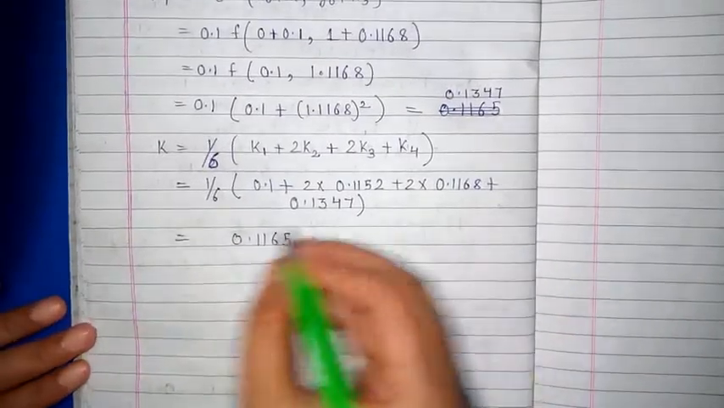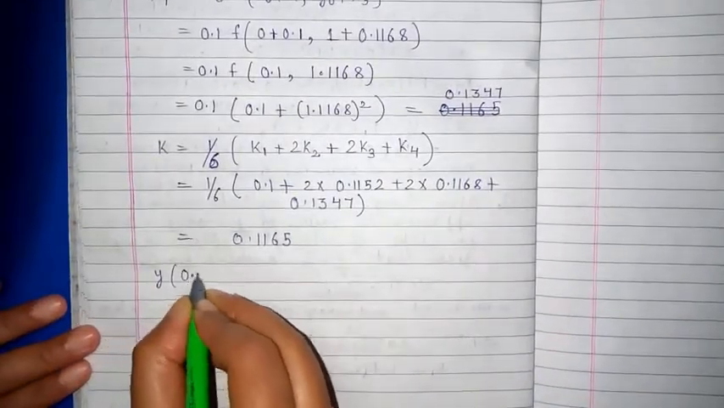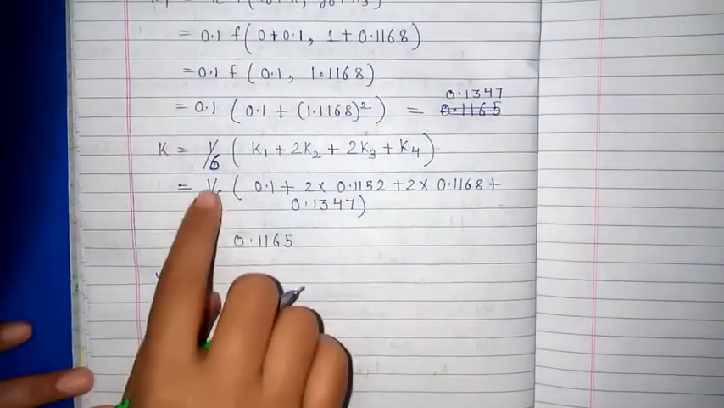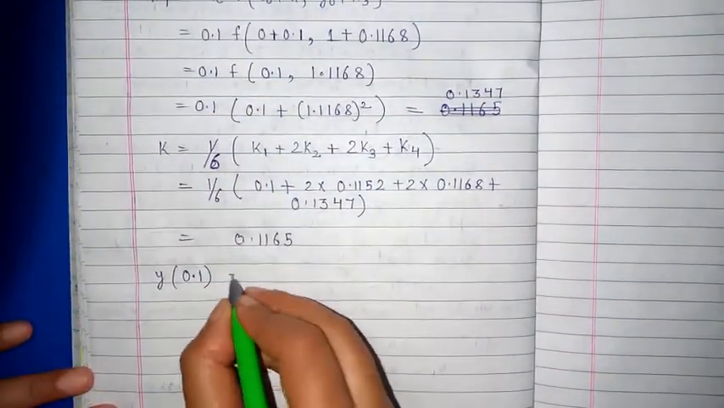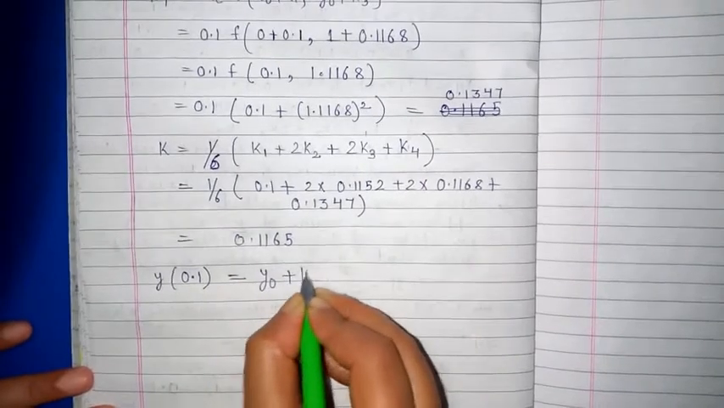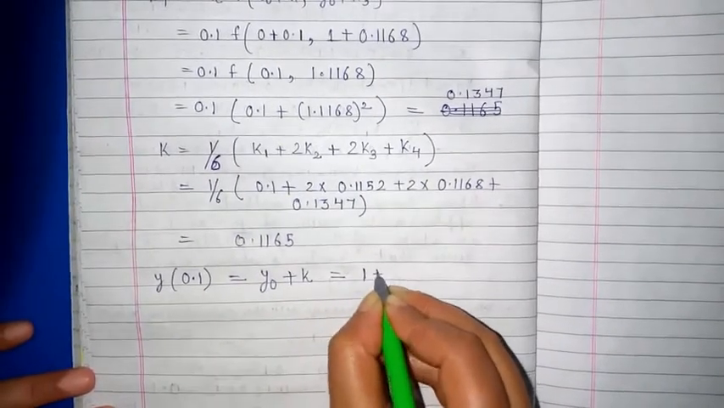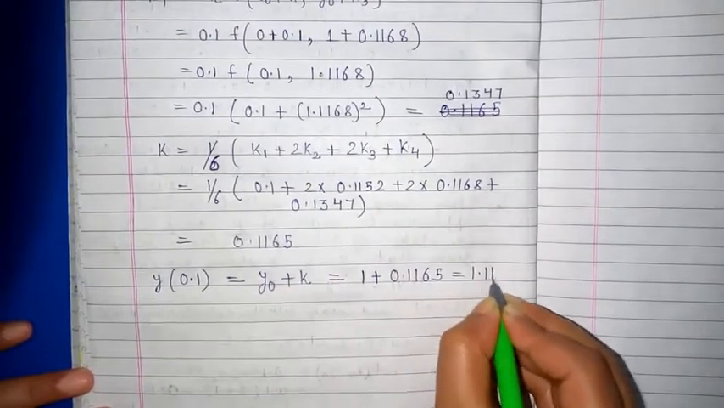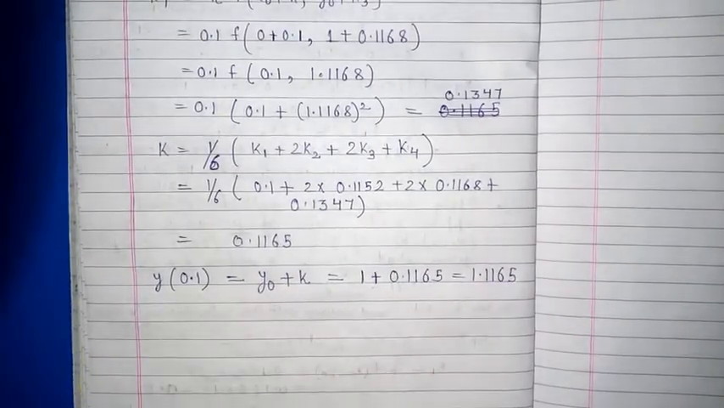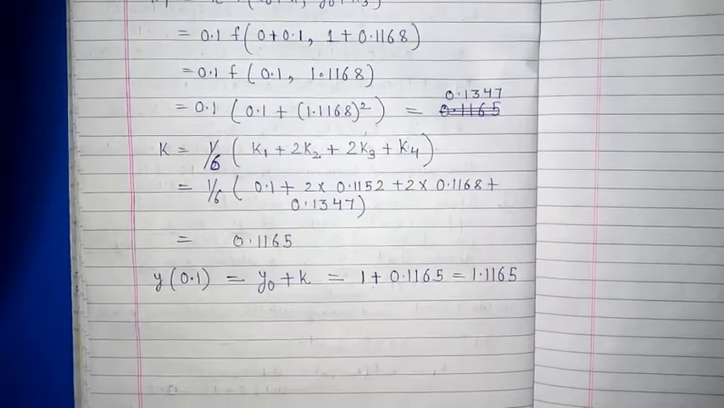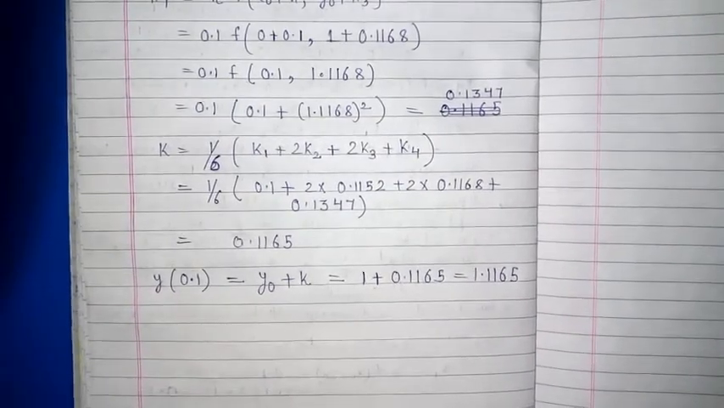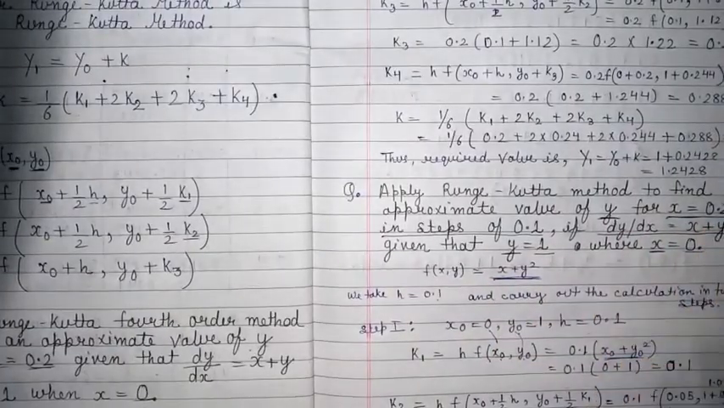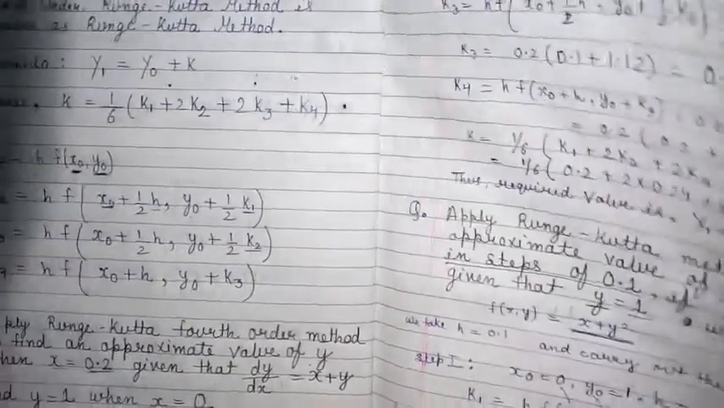Now what do you have to find? We have to find the value of y at 0.1, because I have taken h as 0.1. So this value is y naught plus k, and y naught is 1 plus 0.1165. So its answer is 1.1165. This is the answer of y at 0.1. But the question is not to find it at 0.1. We have to find the value at 0.2. So how will we find the value at 0.2?